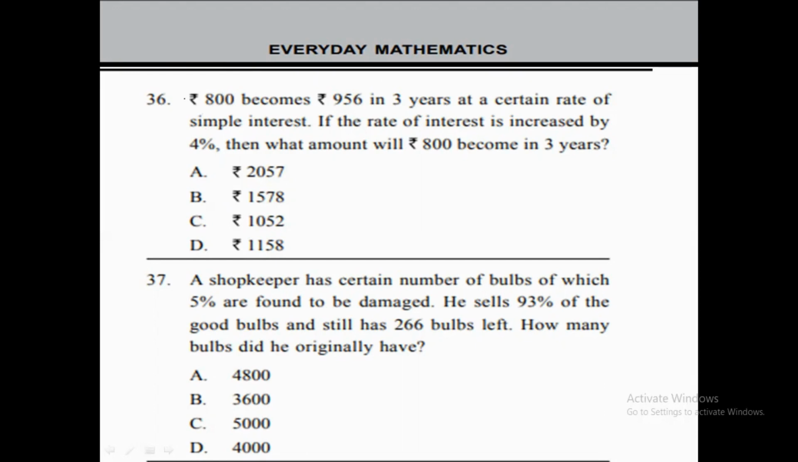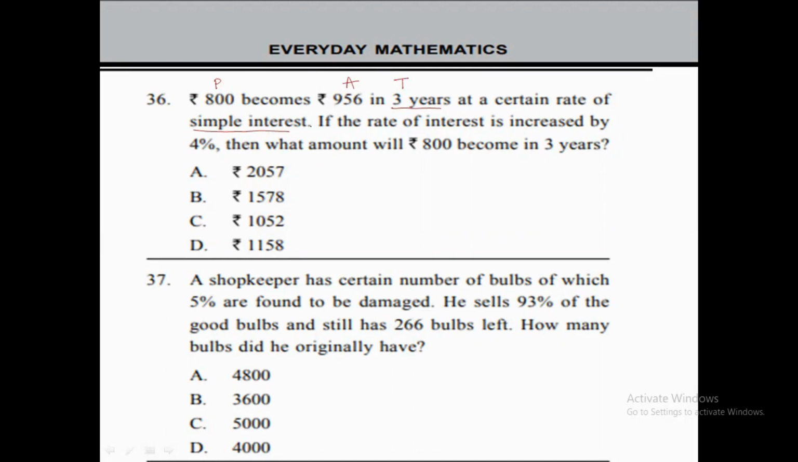Question number 36 is saying that 800 becomes rupees 956 in 3 years, at a certain rate of simple interest. Rate is not given in the question. Principal is given, and after simple interest that principal amount becomes 956, so that will be our amount only. Okay, understood? Now this 3 years is the time that is given in the question and the rate is missing.